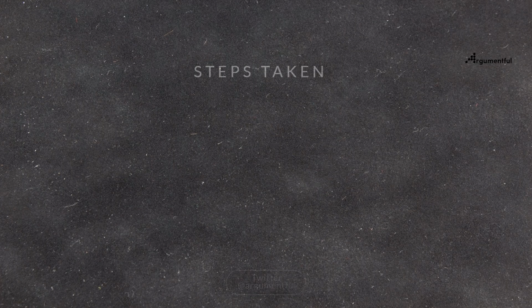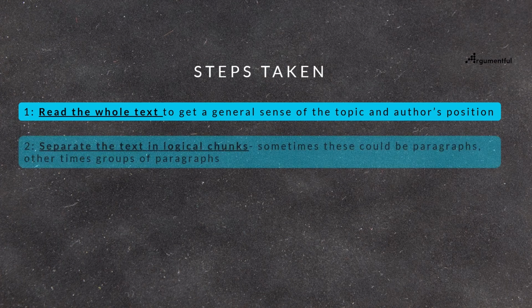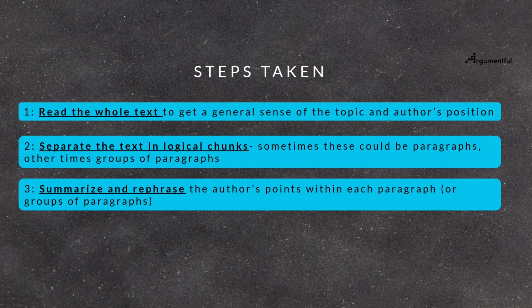So to summarize, the steps I took were: 1. Read the whole text to get a general sense of the topic and author's position. 2. Separate the text in logical chunks. Sometimes this could be paragraphs, other times groups of paragraphs. 3. Summarize and rephrase the author's points within each paragraph or groups of paragraphs.